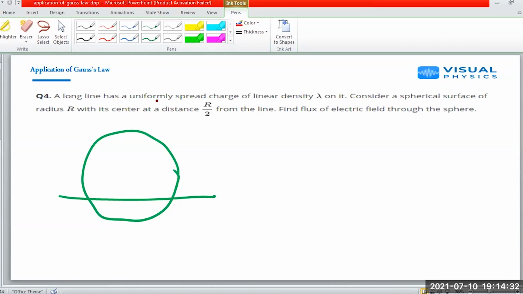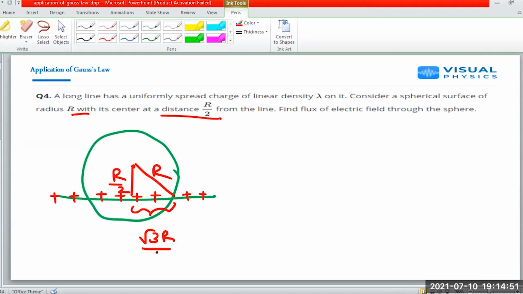A long line has uniformly spread charge. Radius r, center distance r by 2. So this is r by 2 and this is r. So by Pythagoras theorem, I can calculate this as root 3 r by 2.